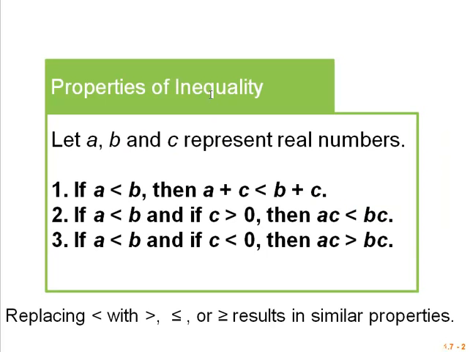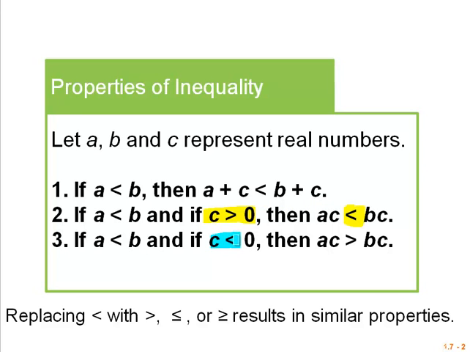Some properties to remember when dealing with inequalities: if we start off with a is less than b, then if we add some number c to both sides, whether that's a positive or negative number, doesn't matter, we still maintain the inequality that a is less than b. Or the new stuff, right? A plus c is less than b plus c. If we start with a less than b and we multiply both sides by c being positive, then you can see we also maintain the direction of the inequality.